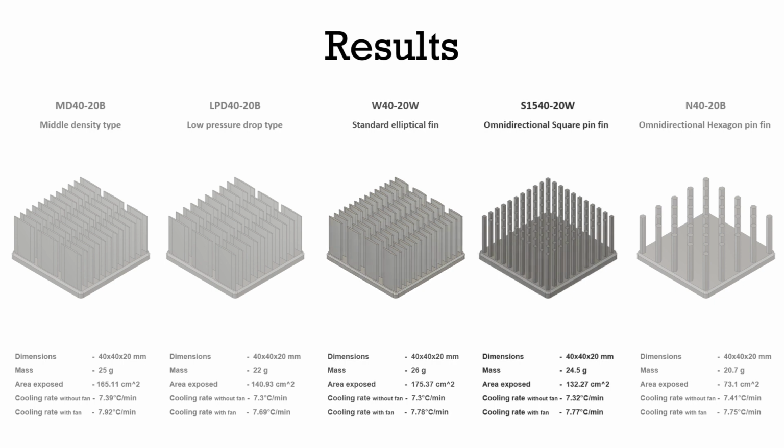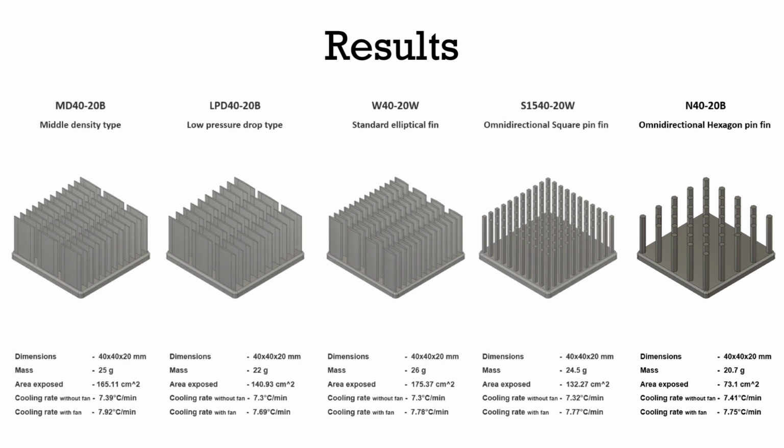Omnidirectional square pin fin heatsinks are designed to enhance heat transfer due to their geometry. They're best for systems with multi-directional airflow and high heat, such as high-performing computer servers or power electronics. Omnidirectional hexagon pin fin heatsinks provide more surface area compared to S-type if it had the same number of protrusions, increasing the surface area. In conclusion, the MD4020B model provides the most efficient cooling both with and without a fan. The other models might be less efficient at cooling in these particular scenarios.